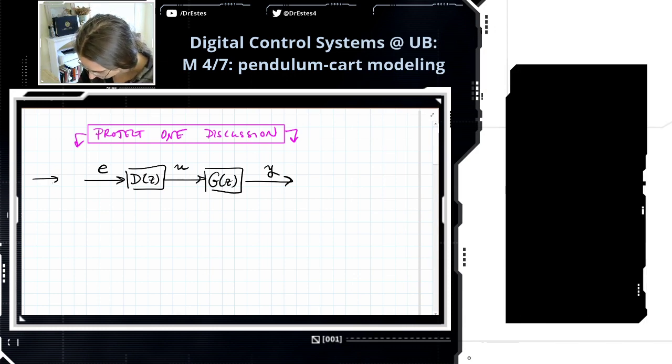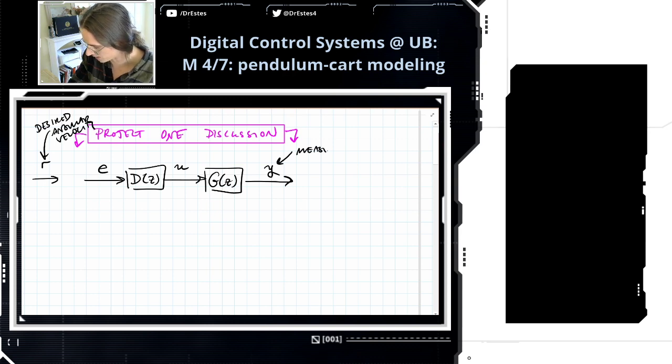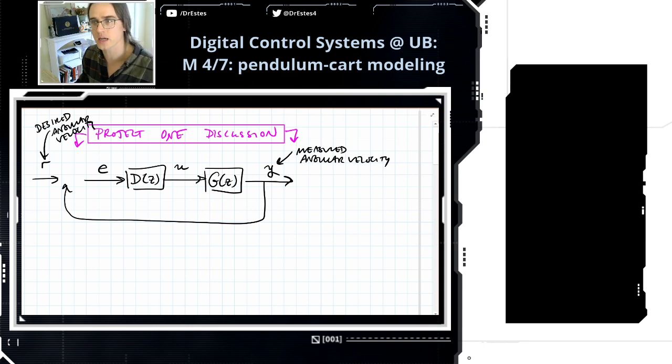Then you have your reference. For the motor, this is our desired angular velocity. The output is the measured angular velocity. And we're feeding this back and comparing the desired to the measured. So we add the desired, which is the reference, you subtract the measured, and out comes the error.